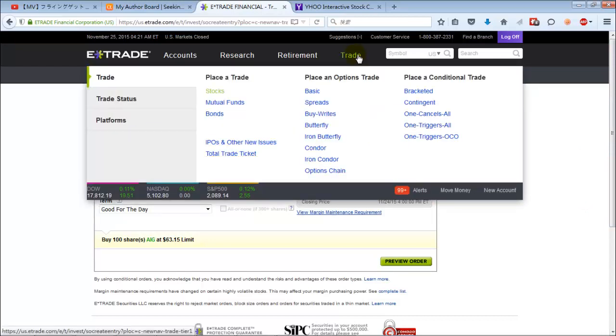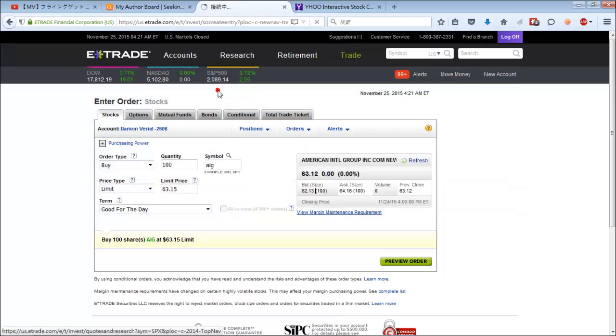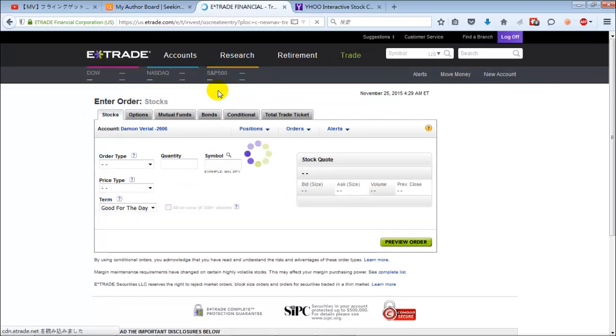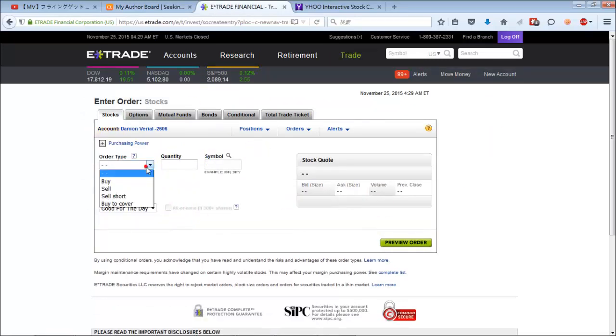And it's basically, in E-Trade, the same as buying a stock. Go up to trade. Don't click on anything. Just go up there and put the cursor above trade. Move over to place a trade and click on stocks. It's going to bring us to this page. Order type. What we're doing is a sell short.